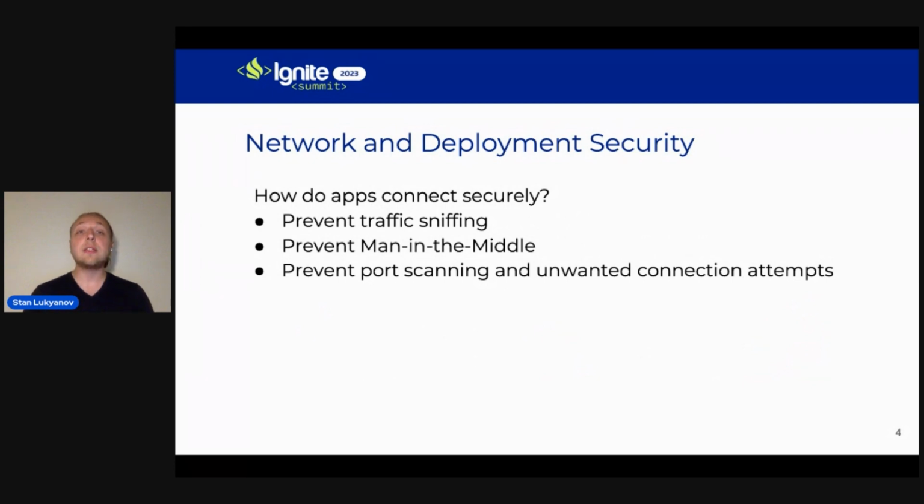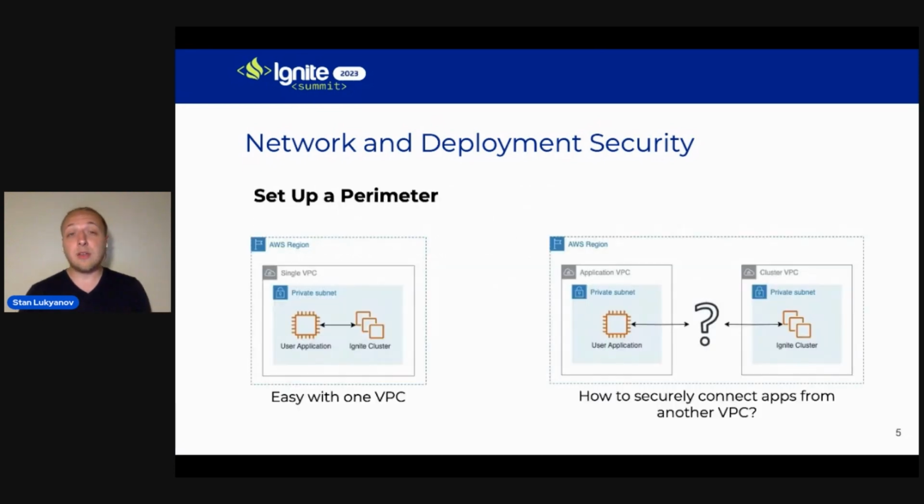So how do we deploy Apache Ignite securely, and how do we make sure that our applications connect to Apache Ignite securely so that we prevent any kind of network attacks, such as traffic sniffing or man-in-the-middle attacks, or any sorts of port scanning, etc. The first thing that you really think about when you talk about network security is setting up a secure application perimeter.